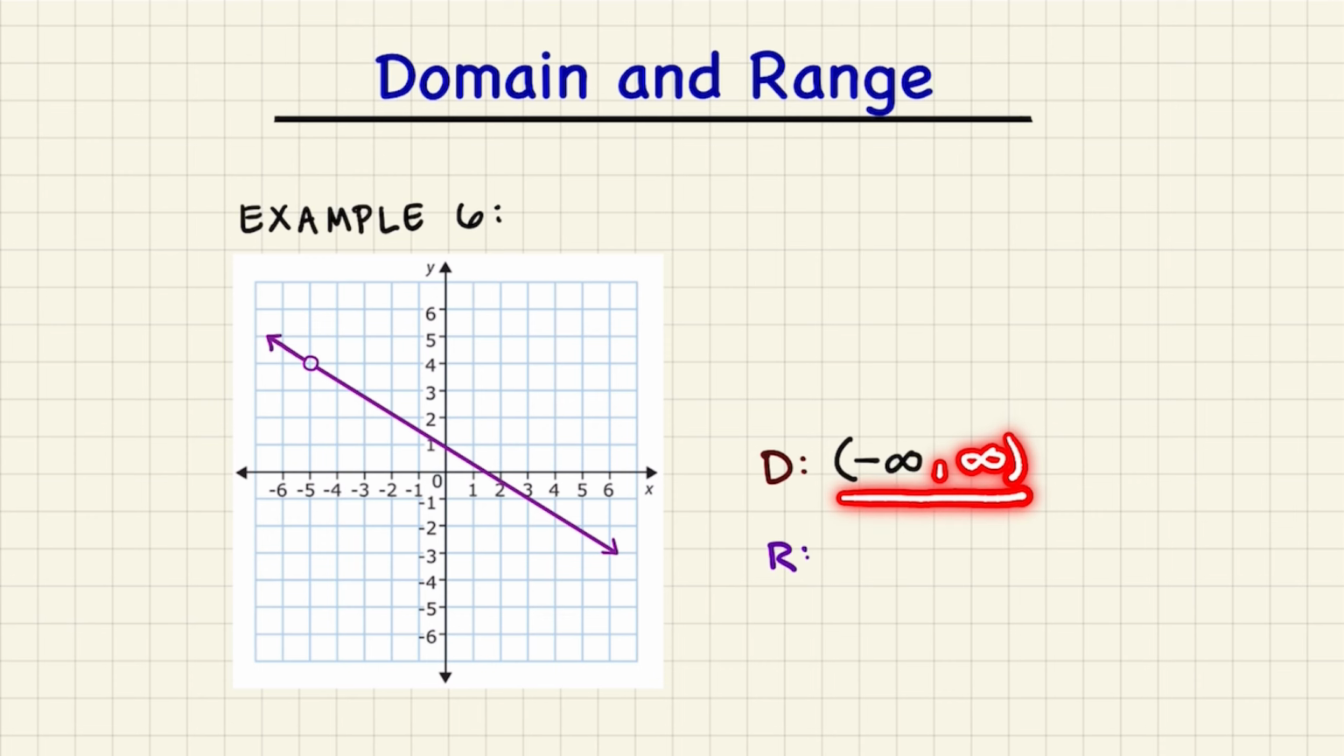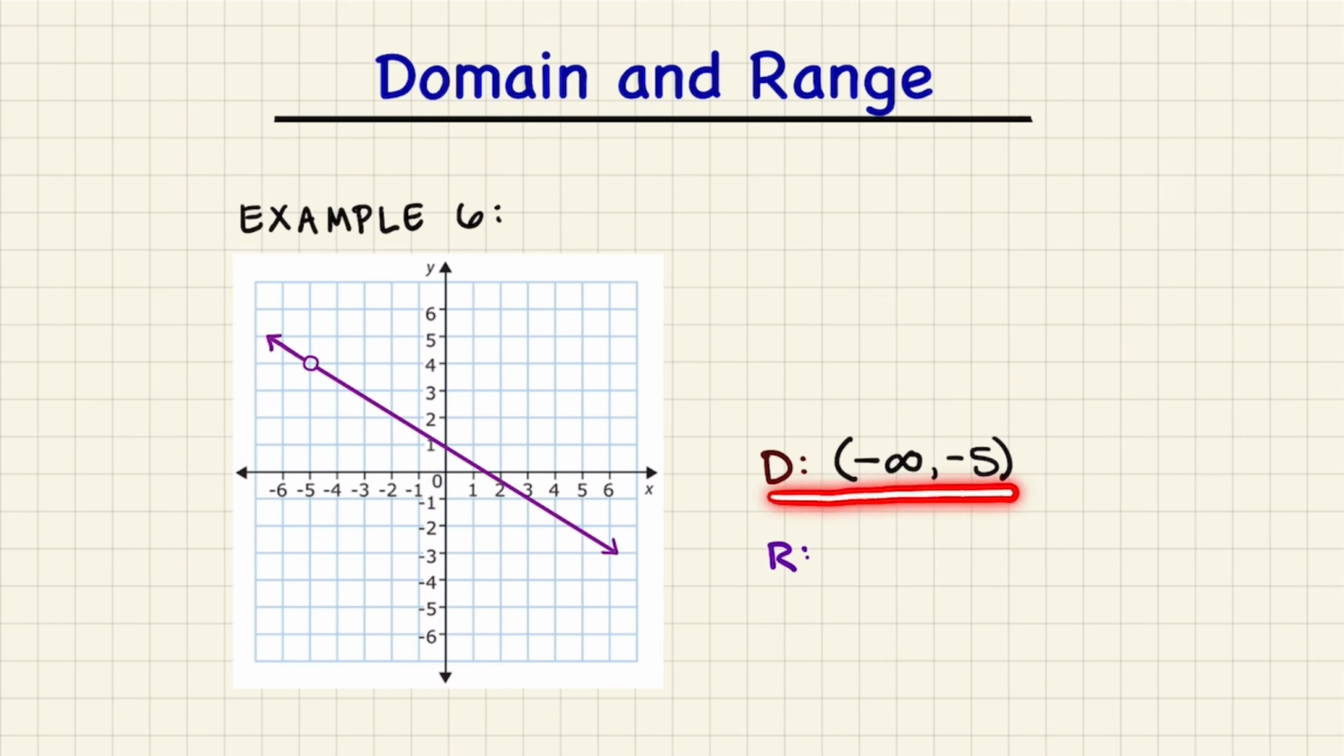So we can't immediately write that because there is this open circle here. So we have to stop at this open circle, which is at -5. So comma -5.